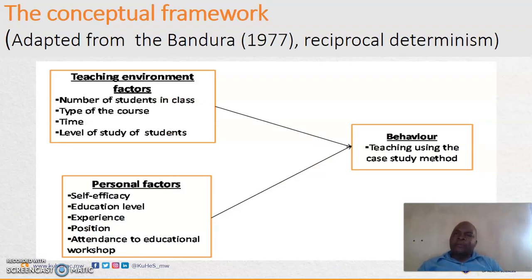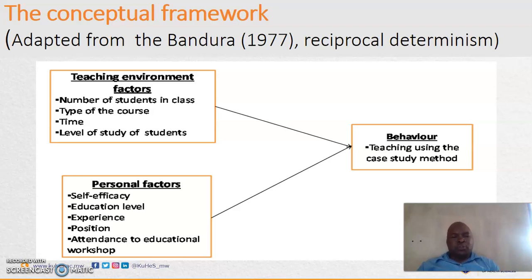The conceptual framework that guided the conduct of this study was adapted from Bandura's social learning theory, specifically the reciprocal determinism model. This model entails that there are factors in constant interaction that influence a person's behavior. These factors are personal factors as well as environmental factors.